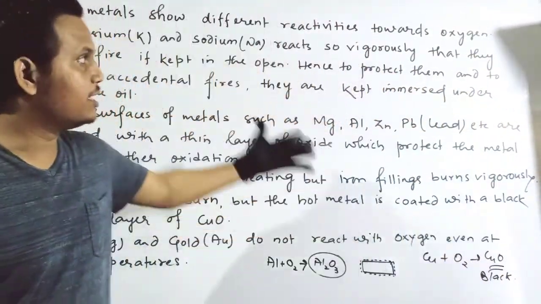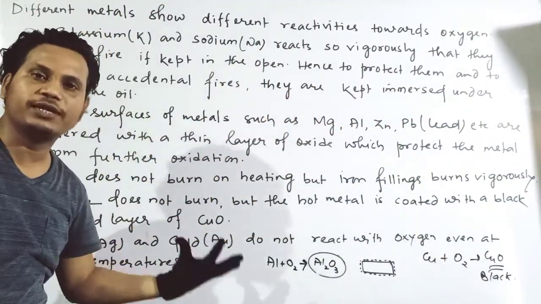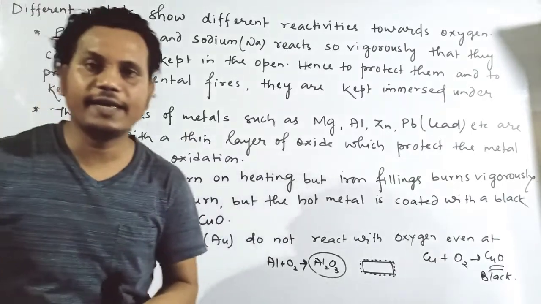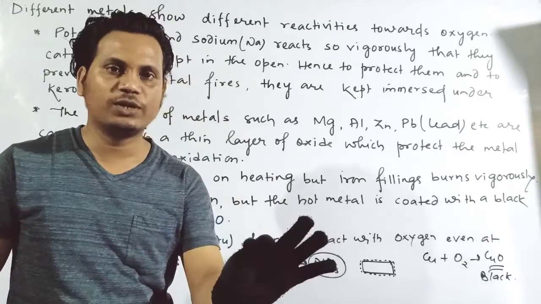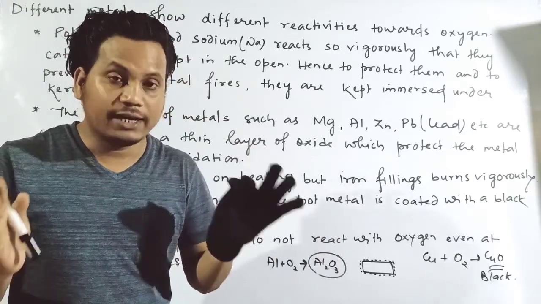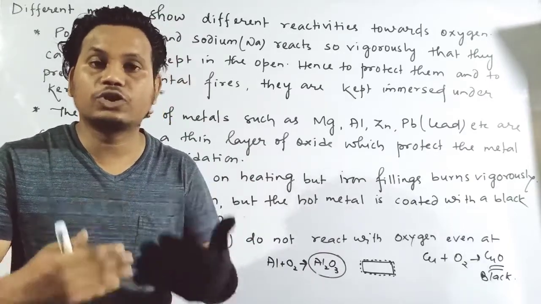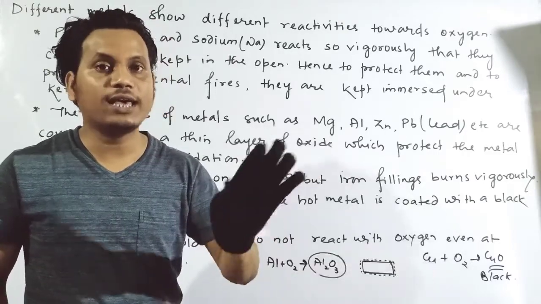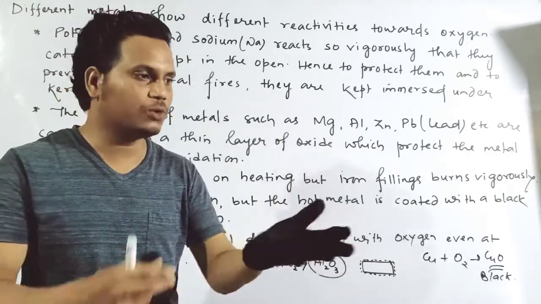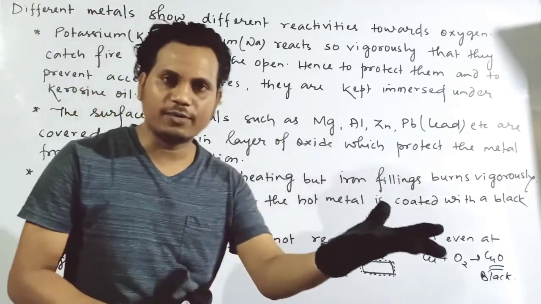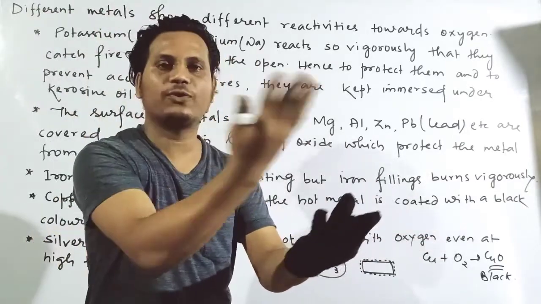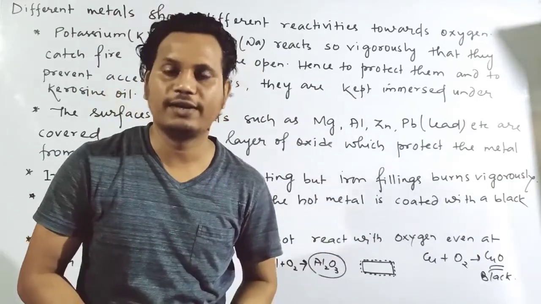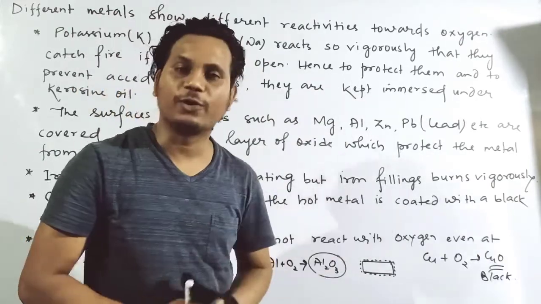So different metals have different reactivity toward oxygen. Some are very highly reactive like potassium and sodium. Their reaction speed is so high that they catch fire. So they are not kept in the open, because if you keep sodium in the atmosphere, oxygen is there, it reacts and produces fire. So it is kept under kerosene oil.